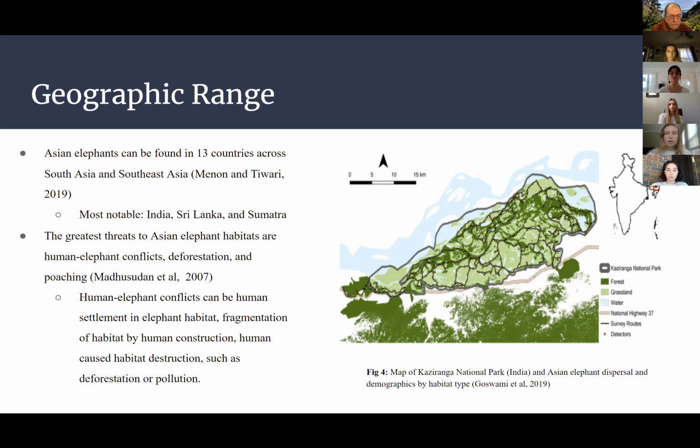Human-elephant conflict has been a primary factor in the elephant's reduction of geographic range, and the most common human-elephant conflicts are typically human settlement or infrastructure within or interrupting elephant habitat. So fragmentation is a massive cause of reduction of geographic range.